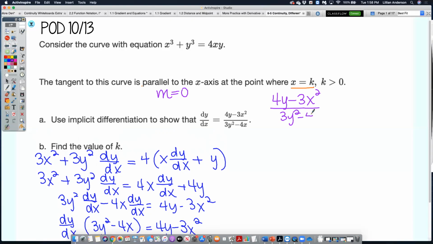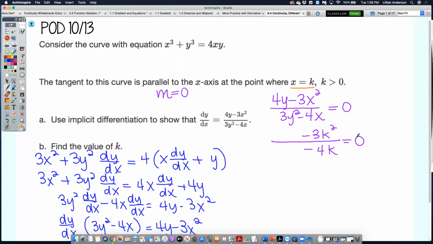Now specifically, we're supposed to solve for K. K is equal to X. So we can plug in K for every X that we see. I kept that as X, so let me change it back to K.